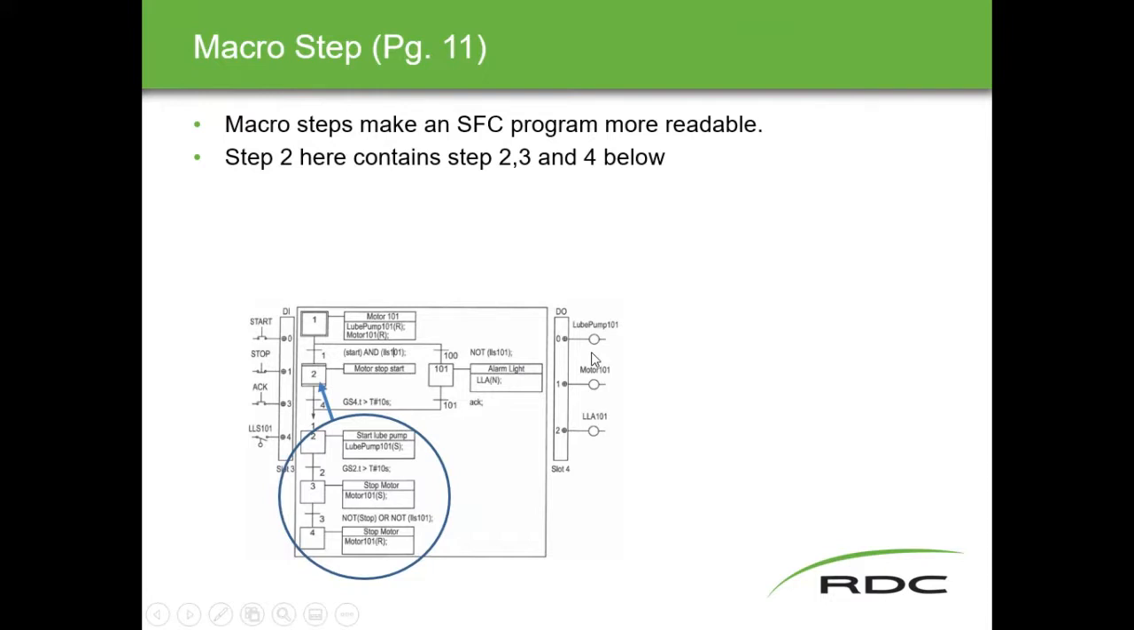I was hoping that the double divergence would be the next slide, but it's not. Macro steps: this is similar to a subroutine, but in SFC. Basically what you're doing is taking a complicated step of programming and embedding it into a block. It's still in there, you just don't see it, and it allows the program to look a little bit neater.